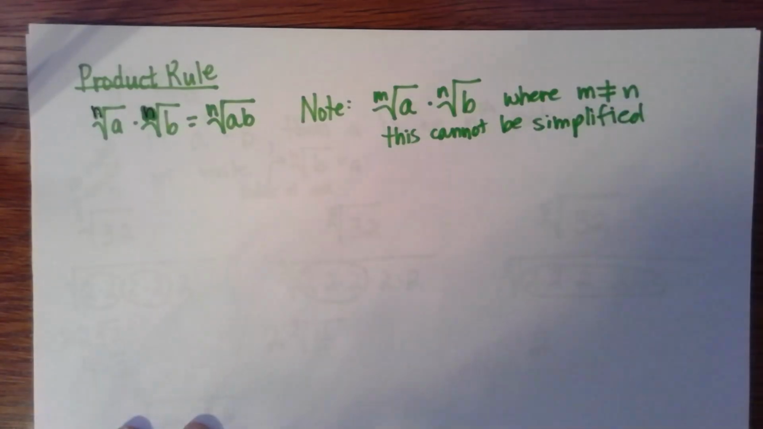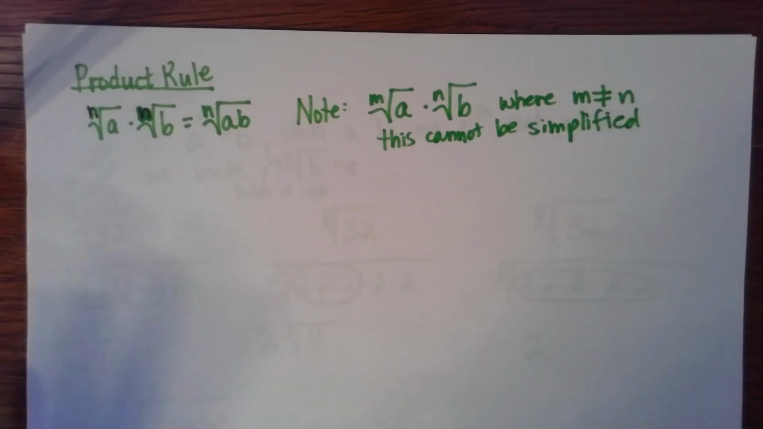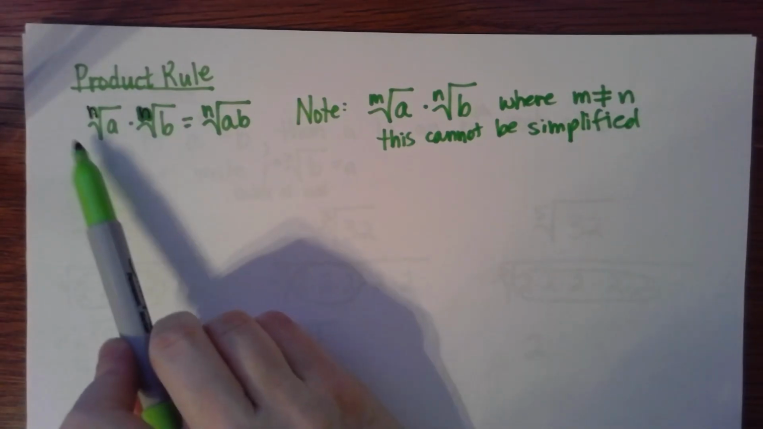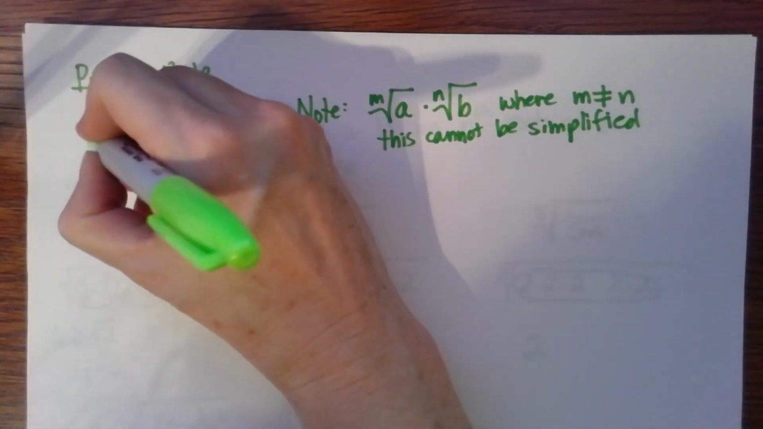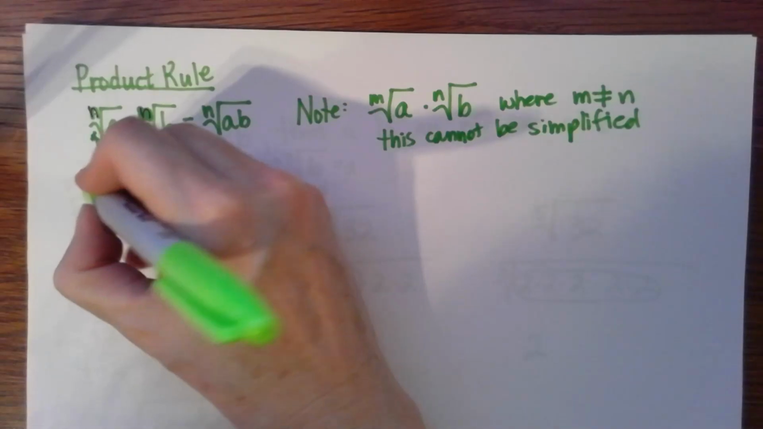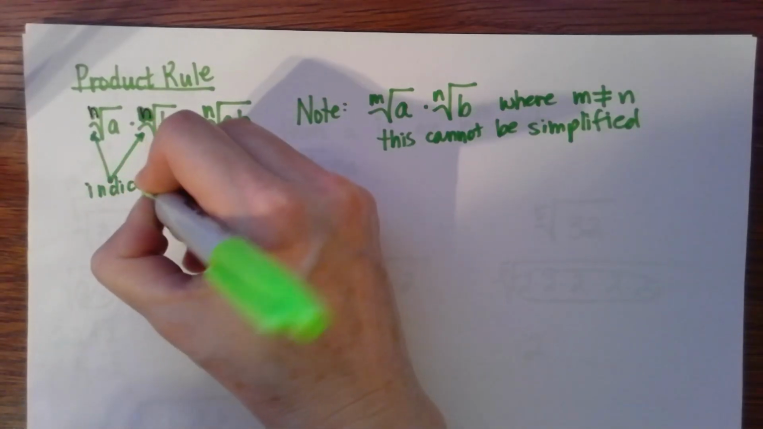So don't try to multiply a square root and a cube root together and put it into one. You can't do that. You can't simplify that. The only time that you can write it as a single radical is if the indices are the same. So here the indices must be the same. Those indices must match.